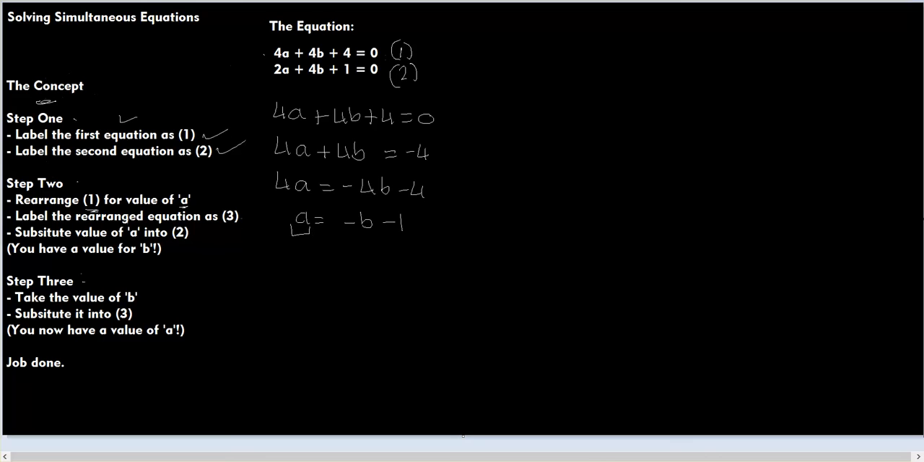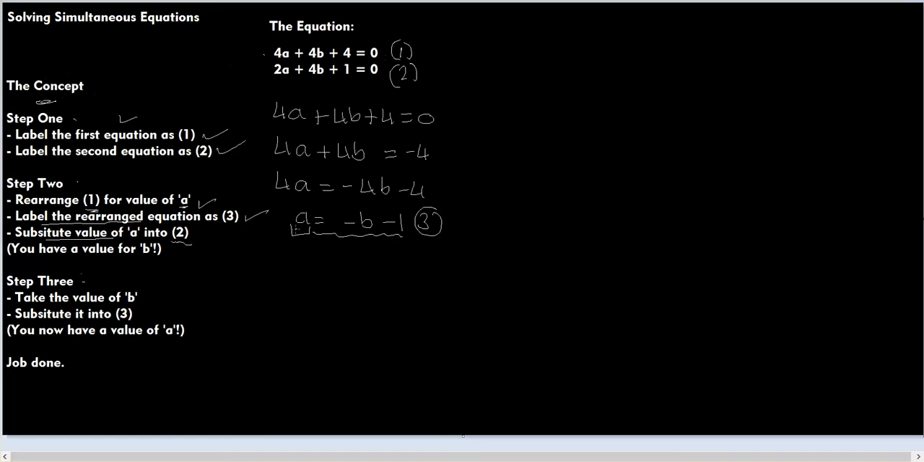Once we have found our value of a, we need to label this equation as equation 3, because in step 2 it says to label the rearranged equation as 3, and we have done that. So our next step is to substitute the value of a into equation 2.